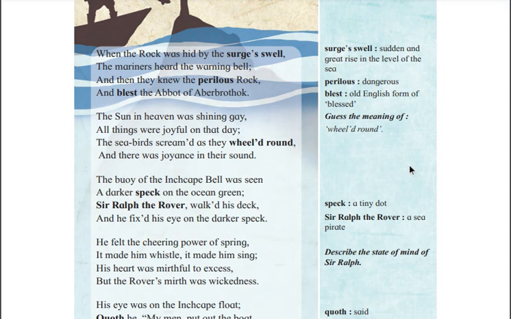The buoy of the Inchcape Bell was seen, a darker speck on the ocean green. It is a very tiny dot. Sir Ralph the Rover walked his deck. Now he is a pirate. He walked over the top of his boat, and he fixed his eye on the darker speck, which means his eye was fixed on the buoy of the Inchcape Bell.